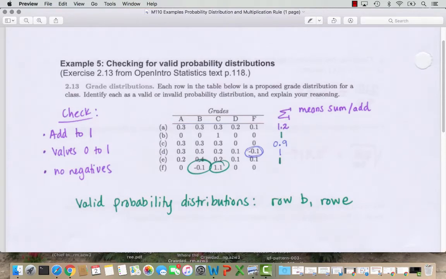In this video, we look at two examples from probability. So the first example, we're going to check to see which are valid probability distributions. Over here on the left side, we've got the list of what we're going to check.